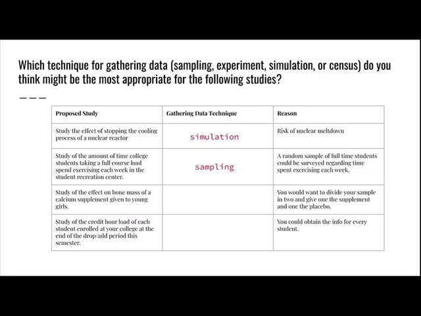Next, what if we do a study of the effect on bone mass of a calcium supplement given to young girls? Experimentation. So this is where we would want to divide our sample, and give one group the supplement and one the placebo.